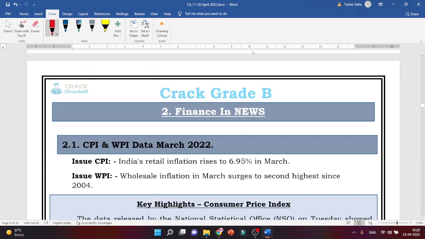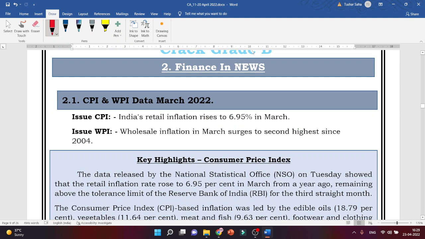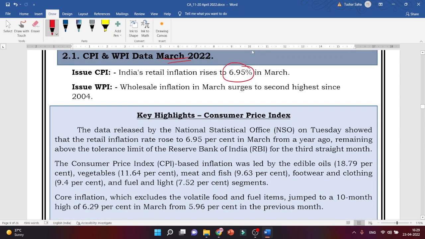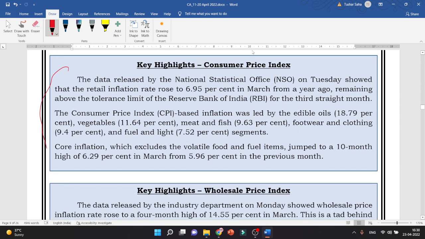Now let's move to the next news article, that is finance news, CPI and WPI data March 2022. Okay, so the retail inflation rises to 6.95 in March, meaning this is above the tolerance level of the RBI. Now wholesale inflation is also high, second highest since March, right? So you go through this, you will understand what has led to it. What has led is edible oils, vegetables, meat and fish.